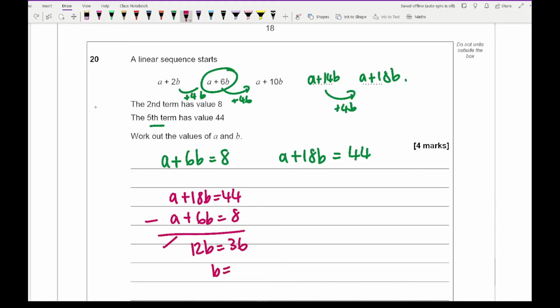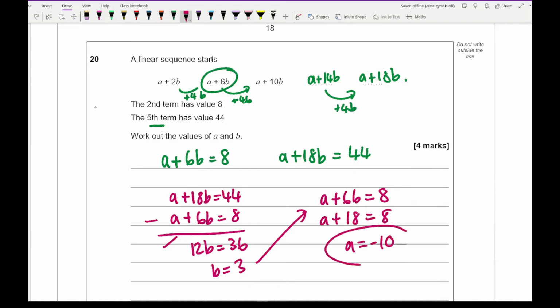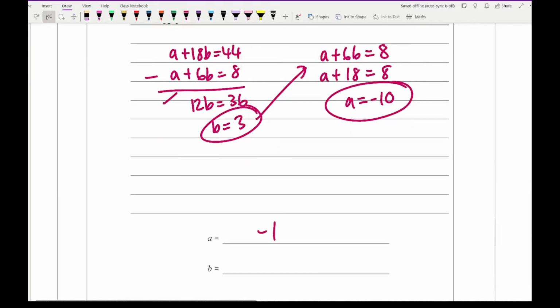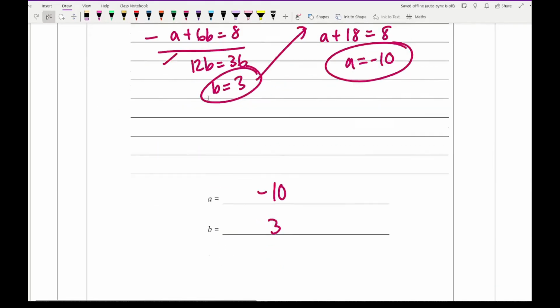So B equals 3. And then using A plus 6B equals 8, we can see that 6 times 3 gives me 18. So A plus 18 equals 8. So A equals minus 10. And there I've got my two values: minus 10 and 3.